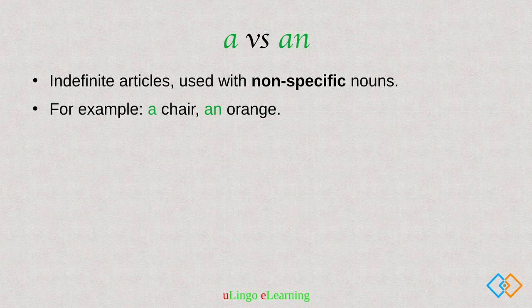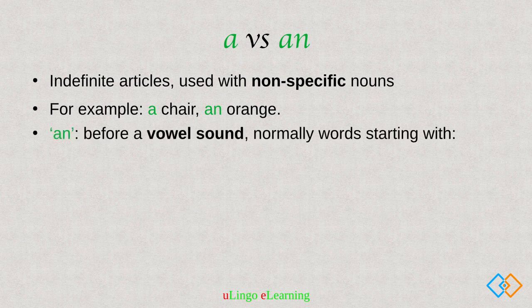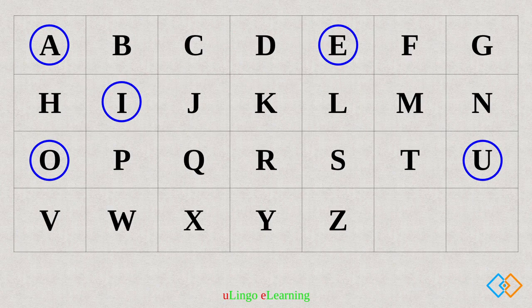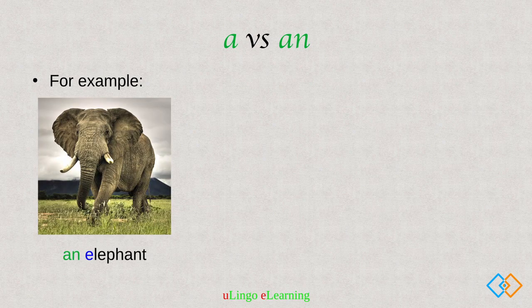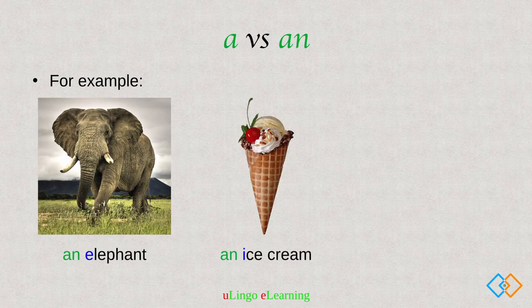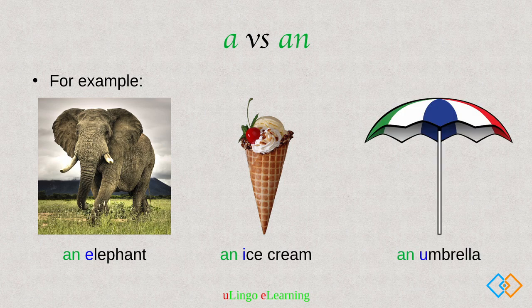An is used before a vowel, normally words starting with A, E, I, O, U. These are the 5 vowel letters in the English alphabet. However, when we look at the rule for a and an, we base on the sounds, not just the letters. Let's have a look at more examples to take in this rule. An elephant, an ice cream, an umbrella.